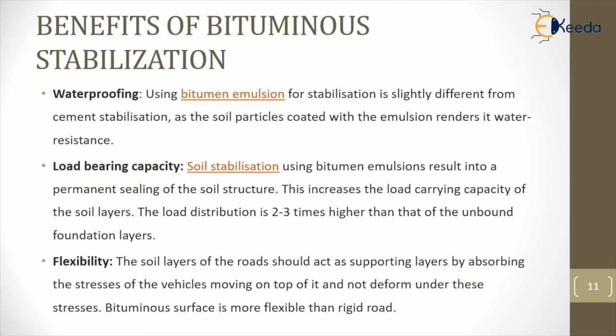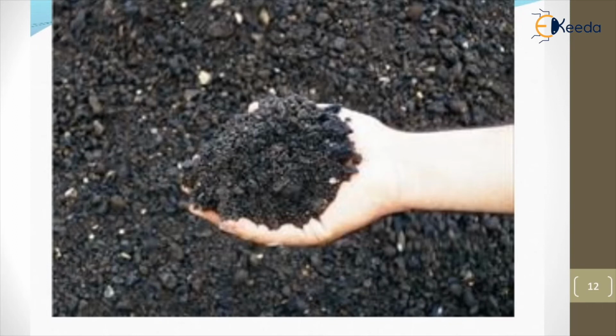First is waterproofing. When we are using bitumen emulsion for stabilization, unlike cement stabilization, the soil particles become waterproof. Load bearing capacity increases to 2 to 3 times that of an unbound foundation layer. Next is flexibility. The soil layers of the road should be flexible to absorb all the stresses of the vehicle that is moving on it. Bituminous surface is more flexible than a rigid road. In the figure you can see soil mixed with bitumen, and the soil particles will be like this.